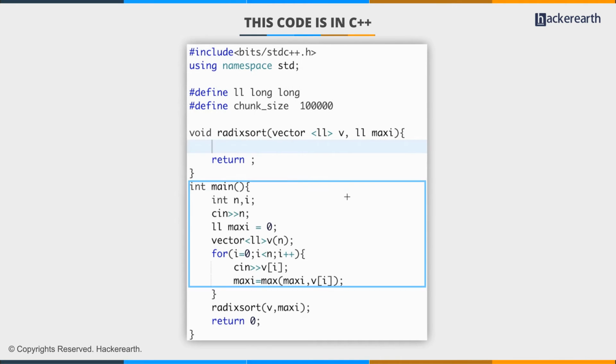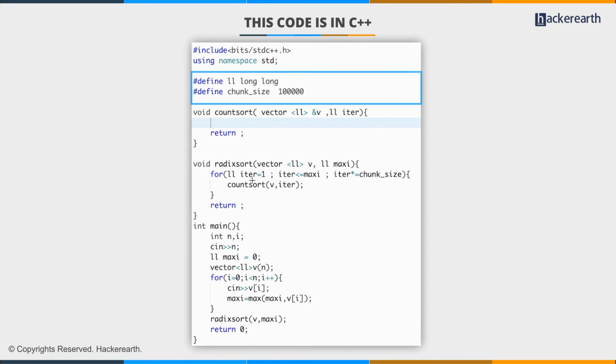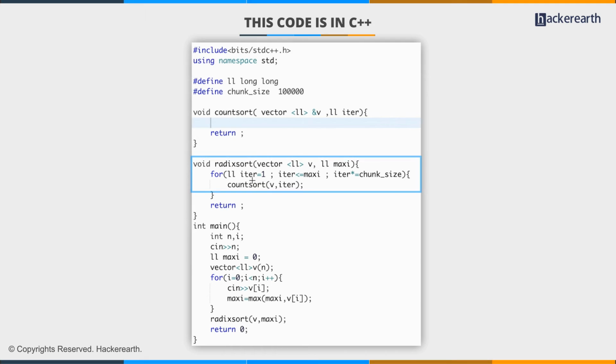We initialize in main the int n, the size of the array, and maxi for the maximum value. We take the numbers, we calculate the maximum value, and then we call the Radix function for this vector v and for the maximum integer maxi. You can see we have declared the chunk size as 10 to the power 5 globally because there are 5 digits. We declare something called an iter.